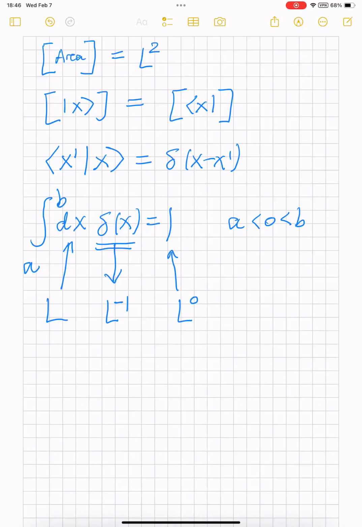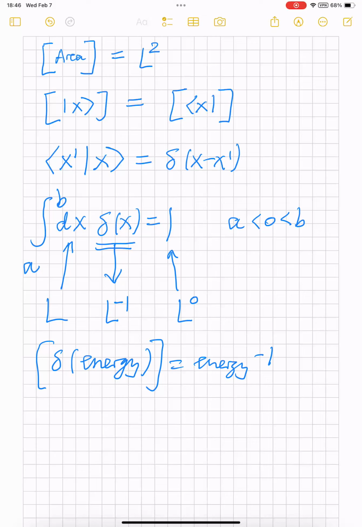And this argument can be applied for any delta function. The conclusion is always the same. Delta of x is 1 over the dimension of whatever sits in its argument. So delta of x is length to the minus 1. If you had a delta function of energy, some energy sitting here, the dimensions of this would be energy to the minus 1. So I hope the general rule is clear now.